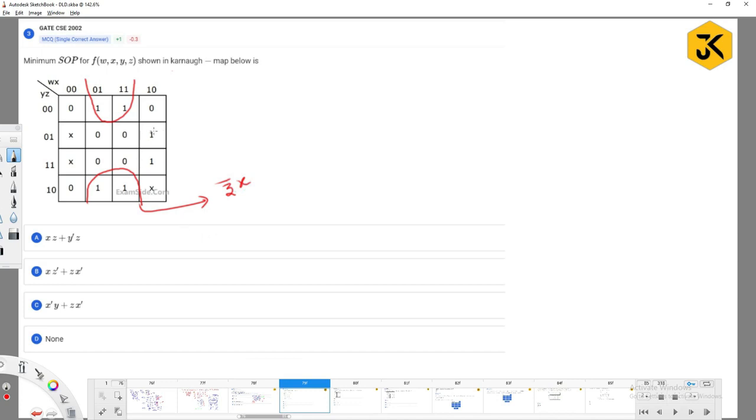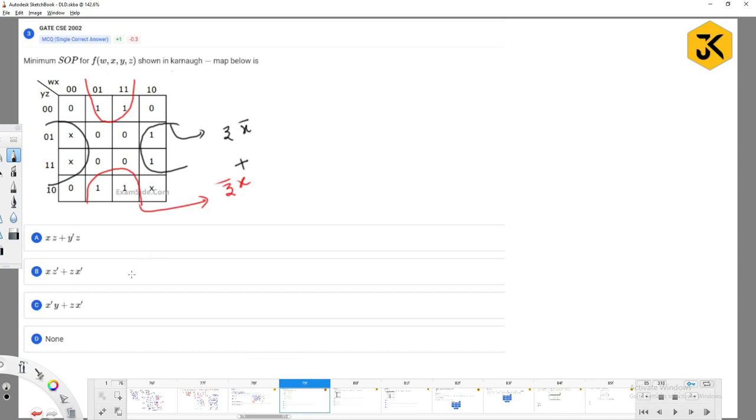What about this 1 1? Can I combine this 1 1, or do I need to use don't care terms? Can I do it with don't care terms? Yes. Now what is the expression you are going to get? I think 0 is not changing on the x axis, so you are going to get x bar, and on the y axis z is not changing. That is also a normal variable, z. So z bar x plus z x bar.